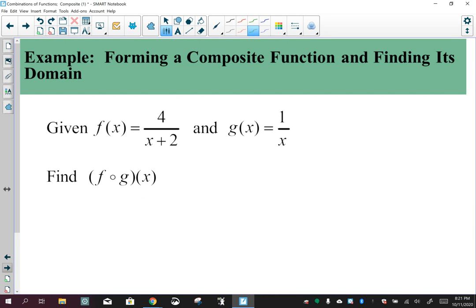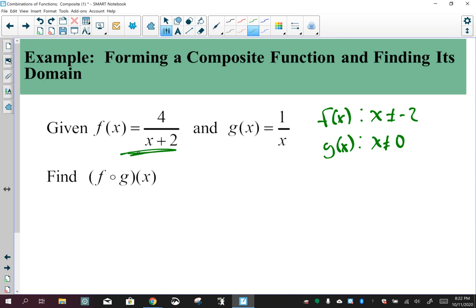And so you've got a problem that looks like this. They want you to find f of g of x. Right now, for my f of x, my x cannot equal -2. And for my g of x, my x cannot equal 0, which means that both of these two numbers are going to be excluded when we actually do the composition.